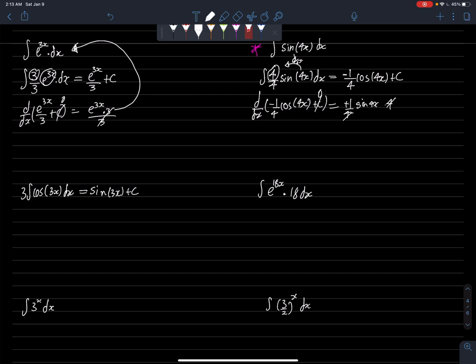Let's do some e. Got the derivative right here. We're good. It's e to the 18x plus c, 3x.